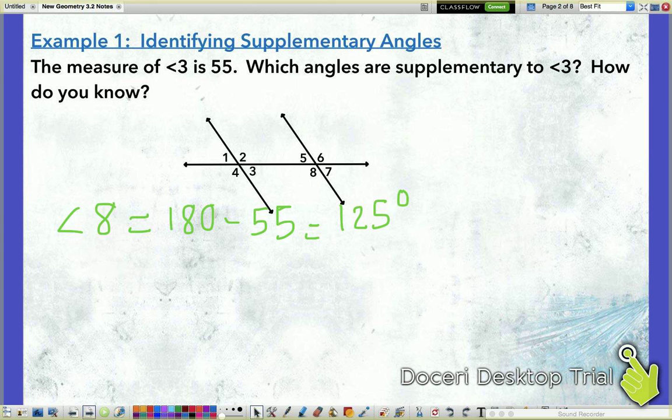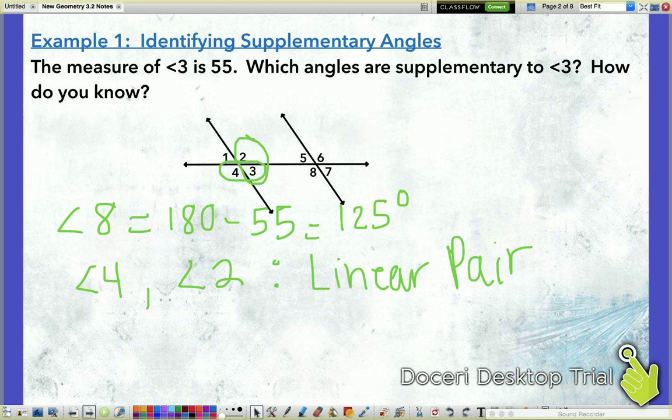Look for a linear pair. How about 3 and 4? 3 and 4 make that line. And what about 2 and 3? 2 and 3 would also make a line. They'd make a linear pair. And so for those, I'm just going to put a linear pair because we've already had that definition, so we can use it when we need to. So 8, 4, and 2 are supplementary to angle 3.